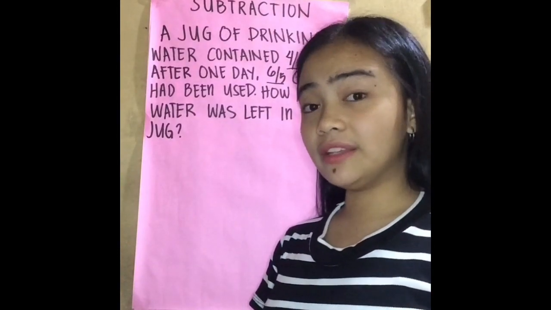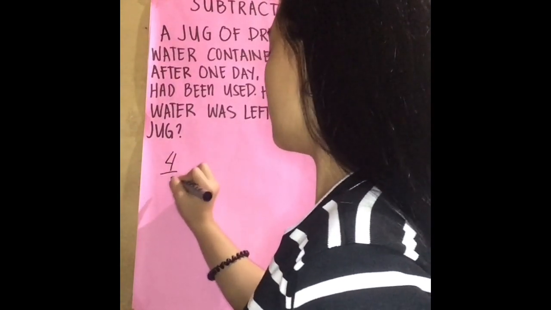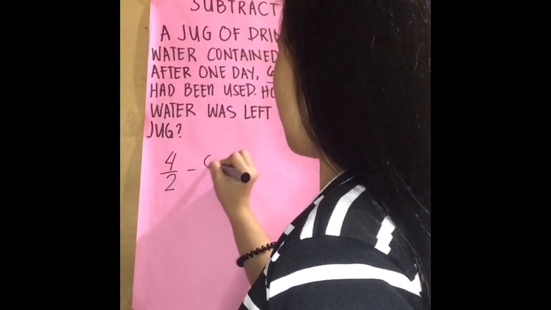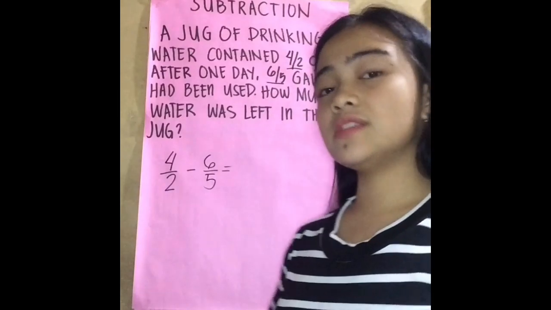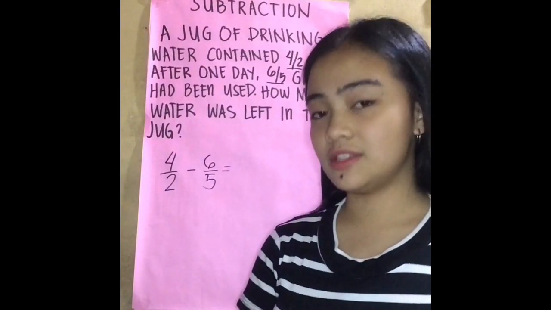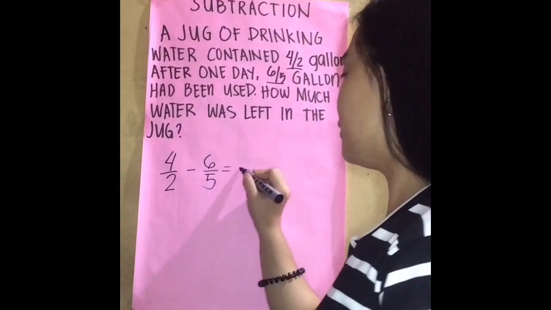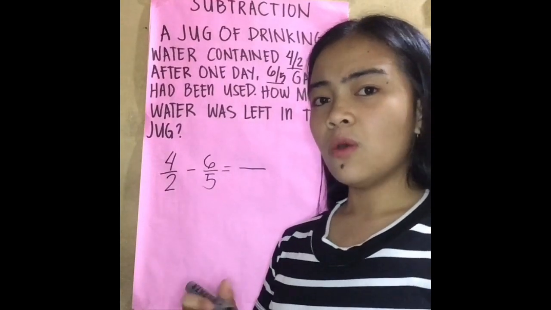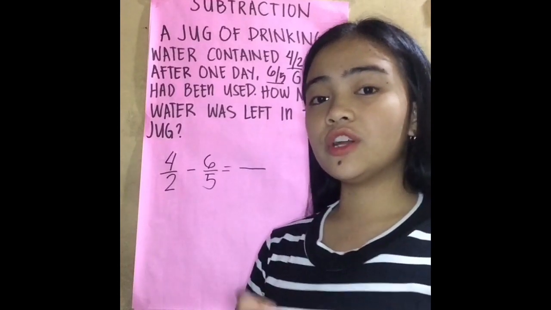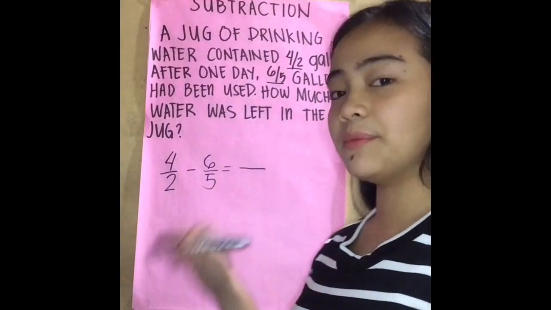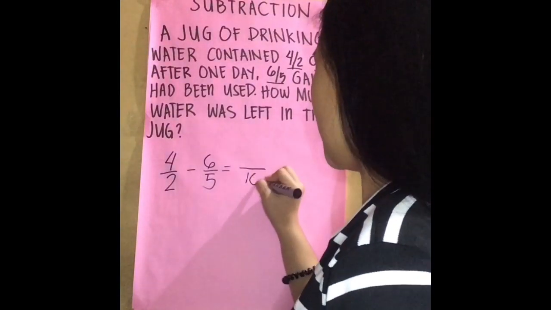So we find the given, so we need to write this. So 4 over 2 minus 6 over 5. You see that the denominator is not the same. So we need to get the common factor of these two given. So the common factor of these two is 10. Why do I get 10? Because the multiples of 2 are 2, 4, 6, 8, 10. The multiples of 5 are 5, 10. So 10 is the same number for 2 and 5.